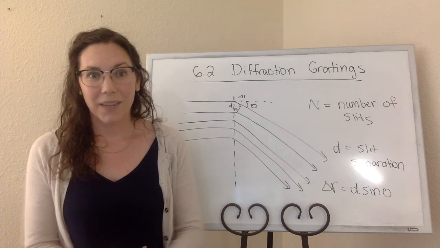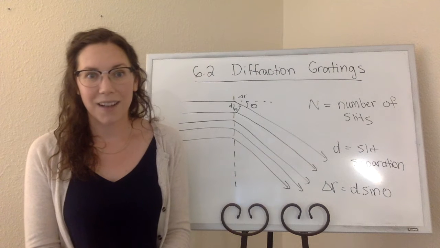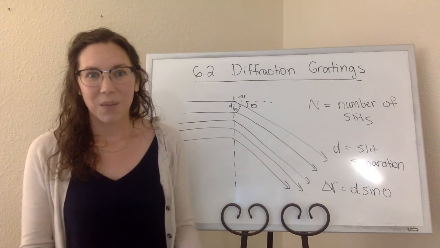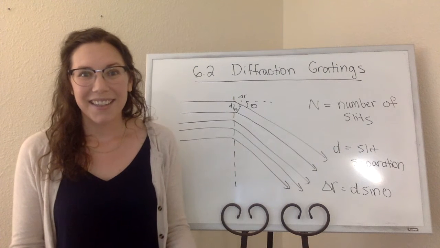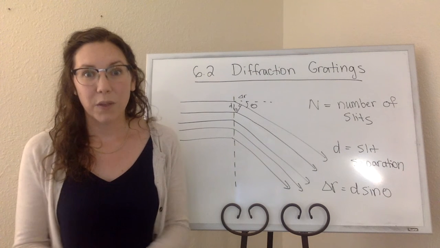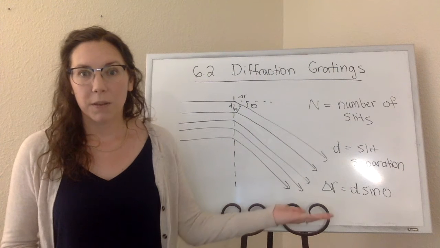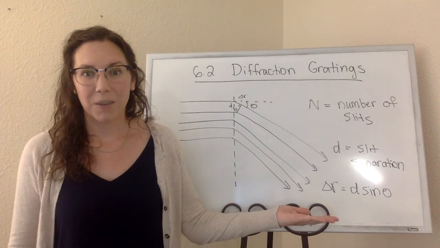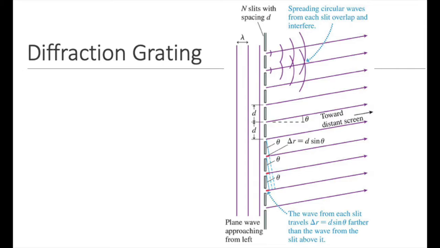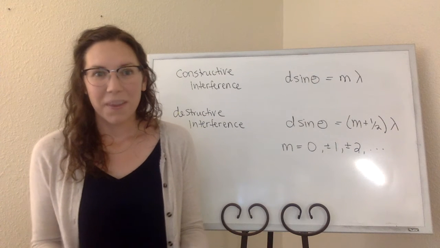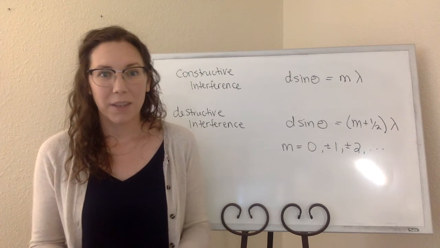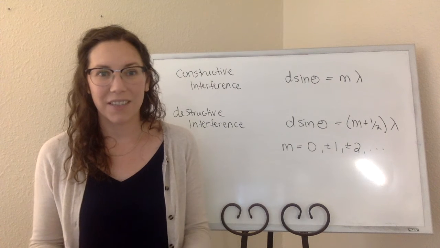The analysis is very similar to what we did for Young's double slit experiment. So if we imagine parallel rays incident on a diffraction grating, the distance that one ray travels further than another will be equal to the path difference delta r, which equals d sine theta. So we end up with the same formulas as we had for constructive interference and destructive interference.